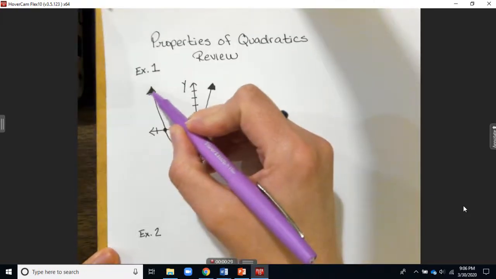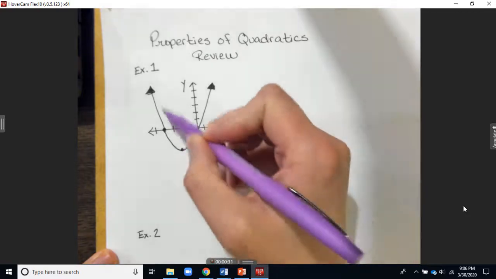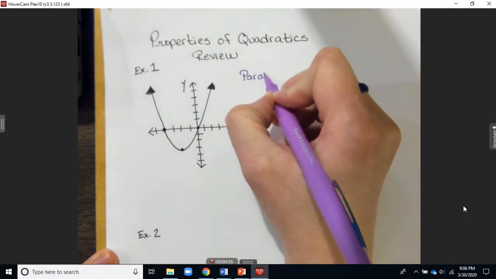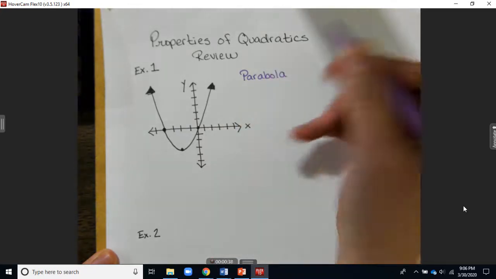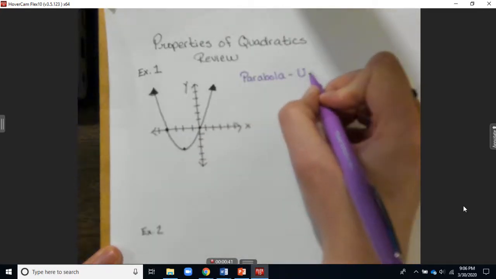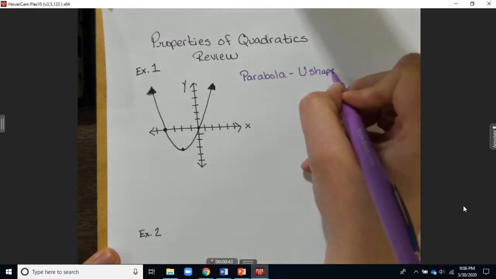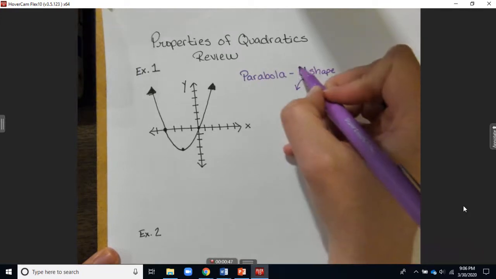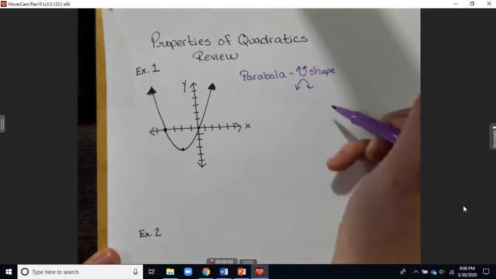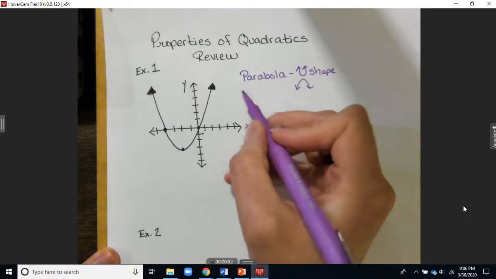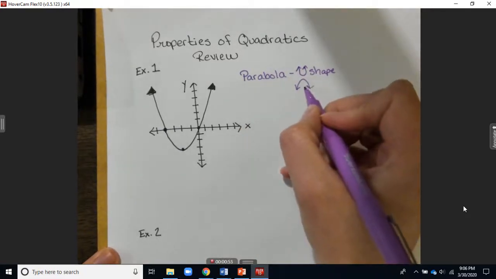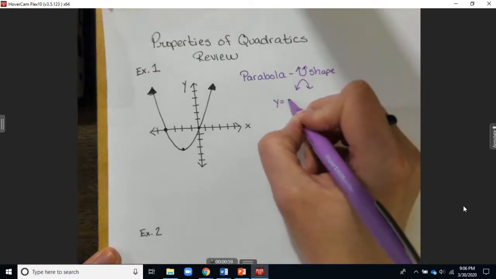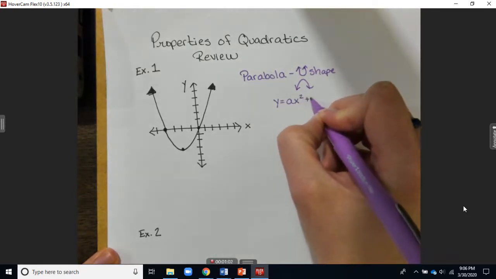So remember, a quadratic function creates this U shape, which is called a parabola. Okay, that's just the U shape. And it could also be upside down. It could look like this. So sometimes it's a U, sometimes it's an N, however you want to think about it. But it's created because our equation has an x squared. So our equation usually looks like something like this.